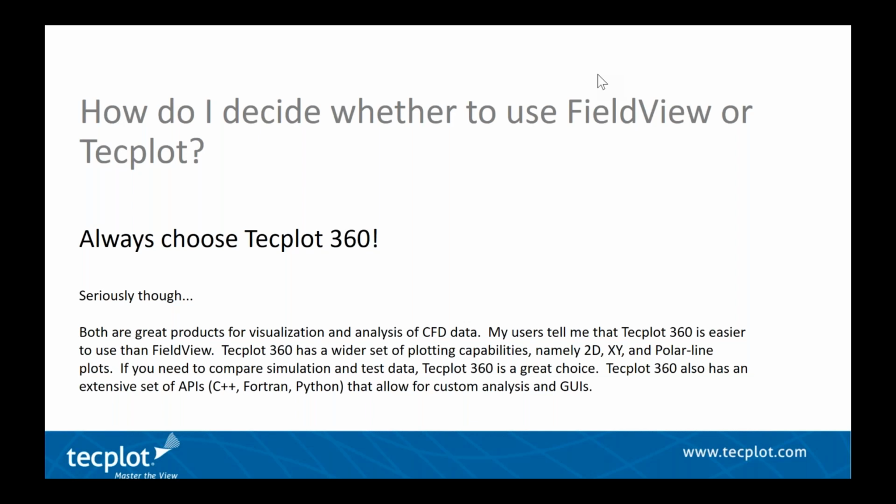But we do have a wider set of plotting capabilities. Tecplot 360 is really known in the industry as having the broadest set of plotting capabilities, with 2D, XY, even polar line plots. Our Python API is really fantastic, as you can see today, for extracting information from your data set and creating new plots from that. So if you are in a situation where you need to compare simulation data with test data or have just generic measured data, we're a really great tool for that.